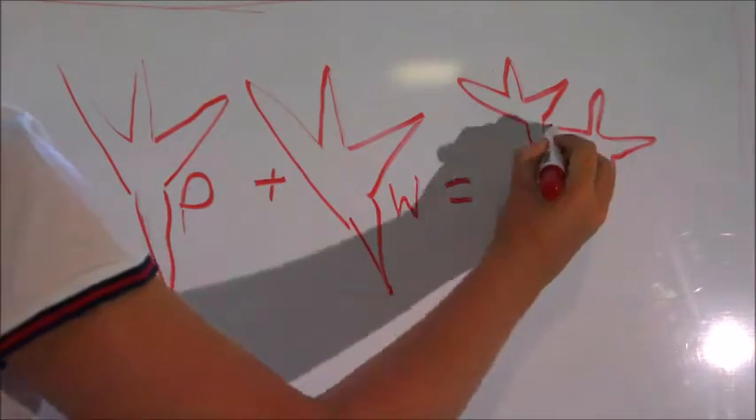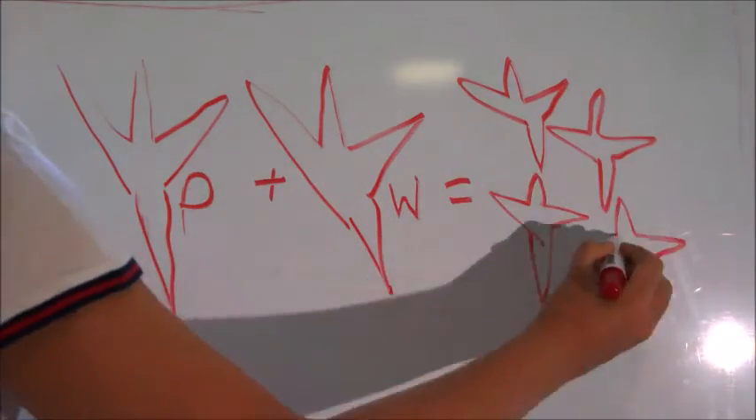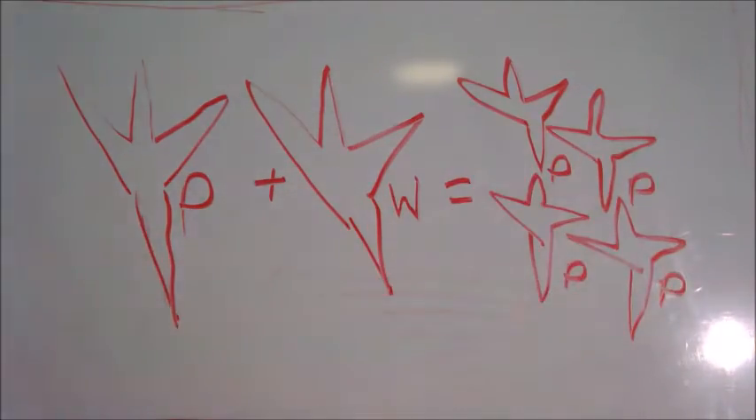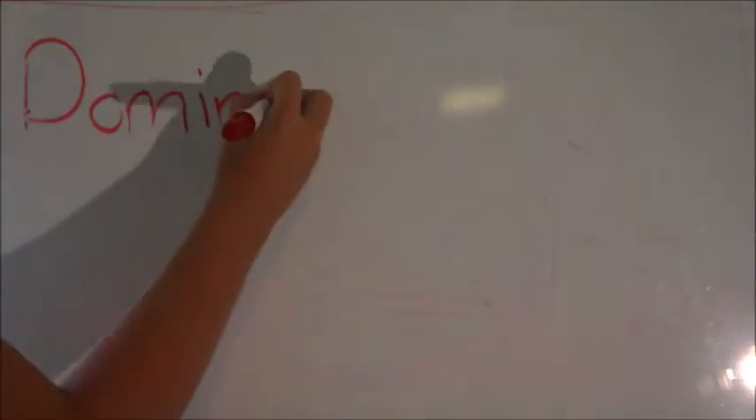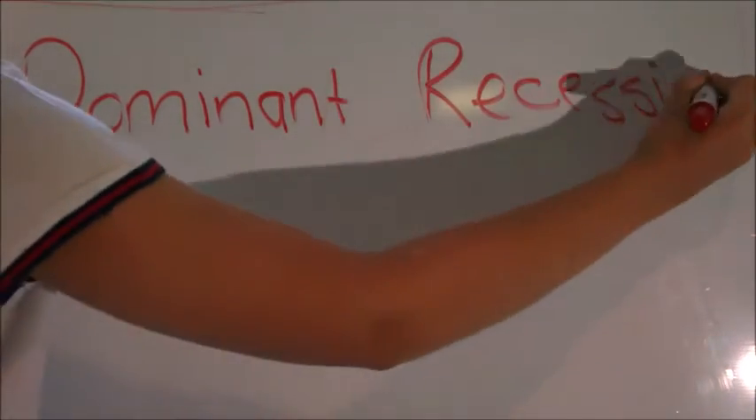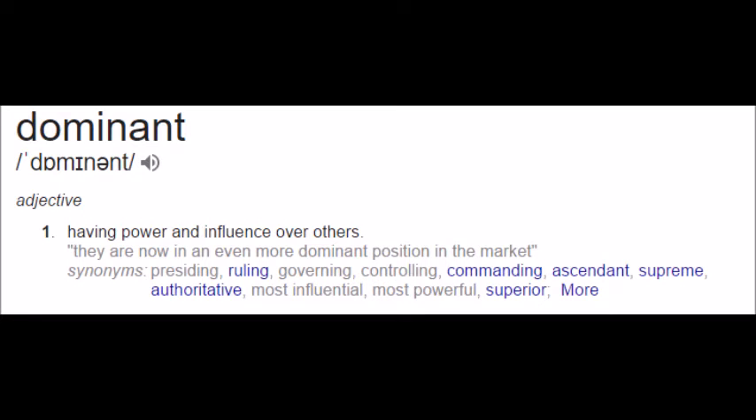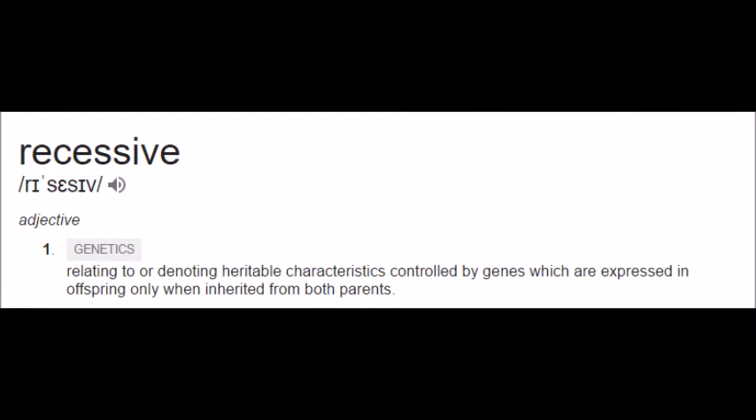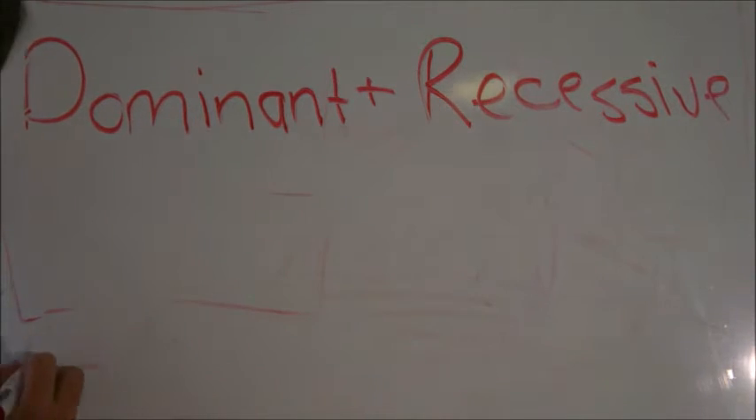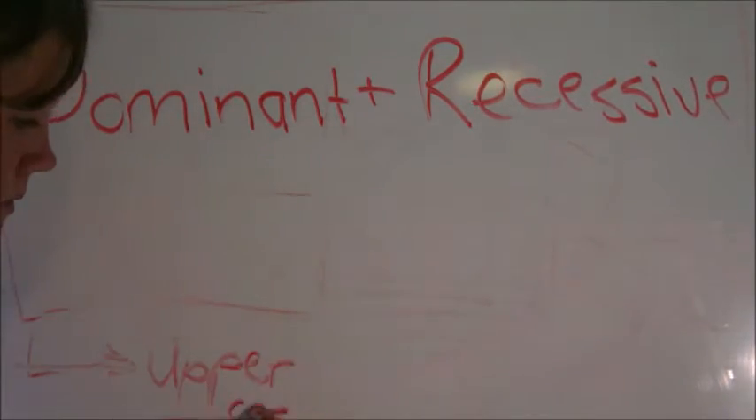As a result of this test, all of the new flowers came out as purple. He came up with the idea of dominant and recessive genes, dominant being defined as having power and influence over others, which is an exact definition of dominance when talking about inheritance. Recessive is defined as relating to or denoting heritable characteristics controlled by genes which are re-expressed in the offspring only when inherited from both parents.